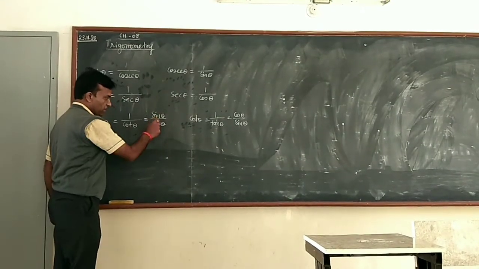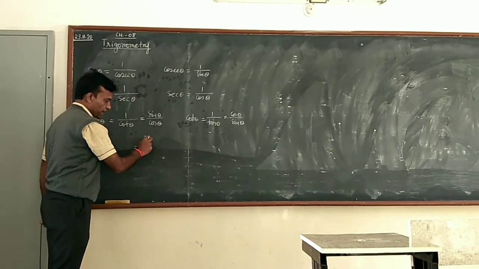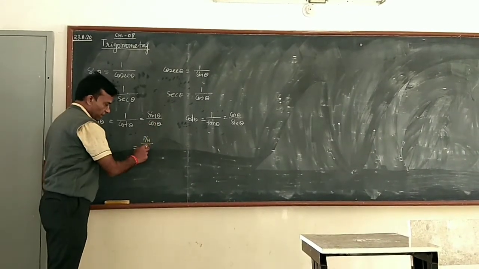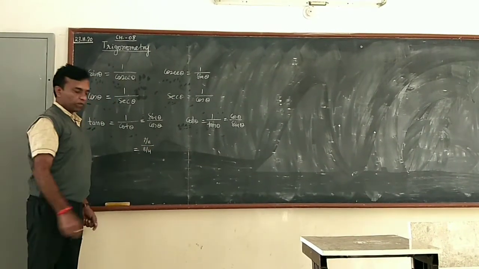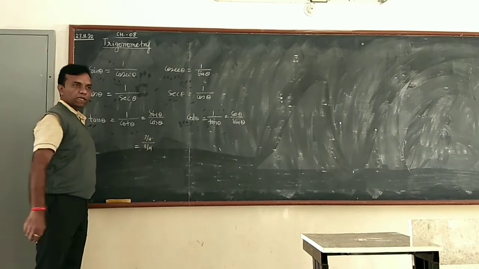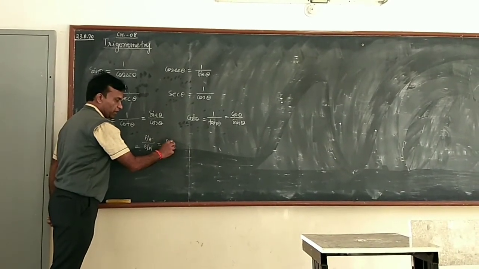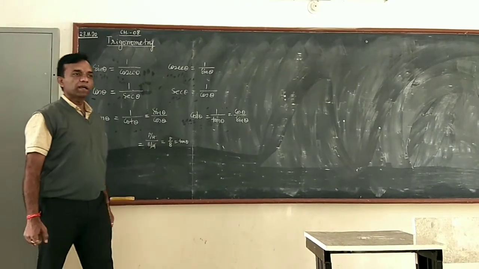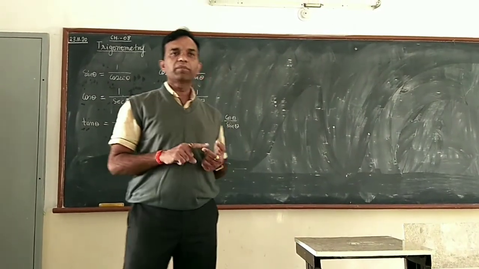Like sin theta by cos theta, how is it for tan theta? We know that the formula for sin theta is p by h, perpendicular upon hypotenuse. Similarly, cos theta is base upon hypotenuse. Both have hypotenuse, which cancels out. What is remaining? P upon b, and p upon b is the formula of tan theta. Therefore, we have tan theta. There are 2 formulas: one is the reciprocal of cot, the other is sin by cos.